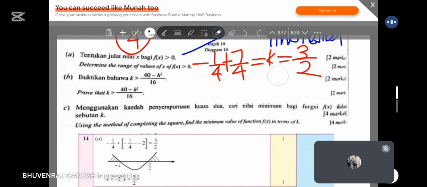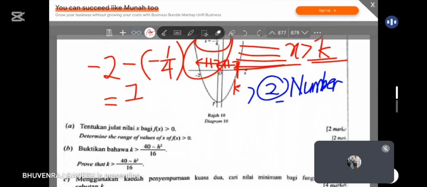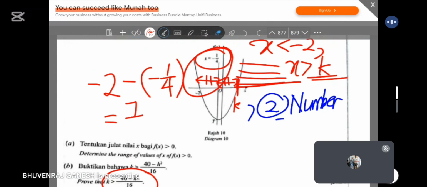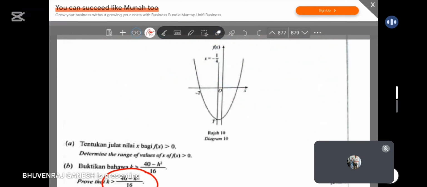Okay? Alright, second question, guys, your favorite. Soalan yang kamu semua suka sangat, buktikan. You all like to prove, right? In maths. Okay, so it's 2 marks only. Don't worry. 2 markah sahaja. Okay, so how to prove this, guys? Macam mana nak buktikan yang ni? Okay, so now it's time for you guys to think and see. Macam mana nak buktikan yang ni?